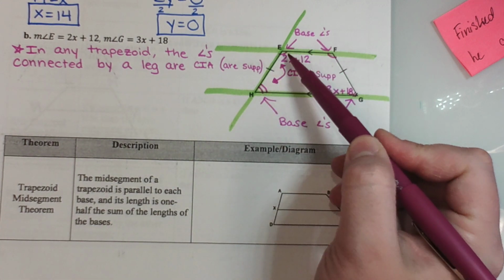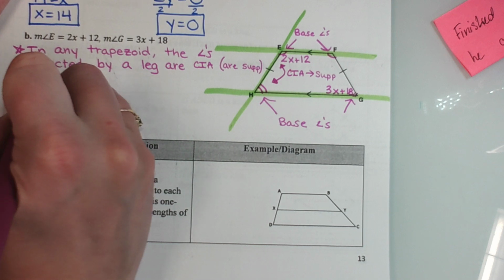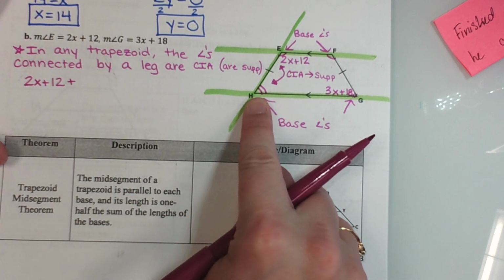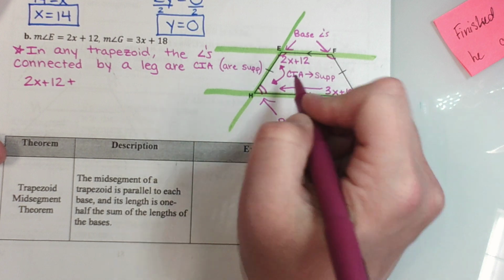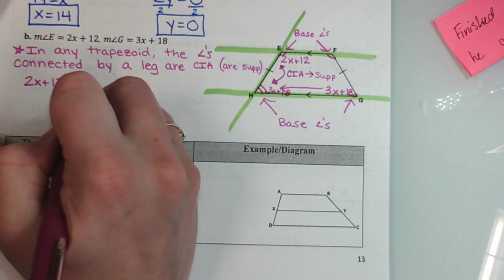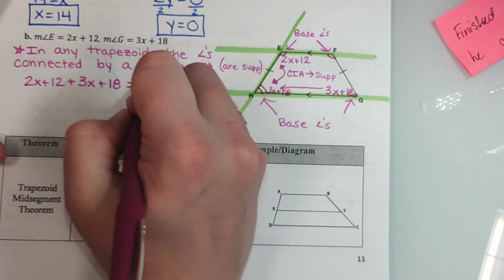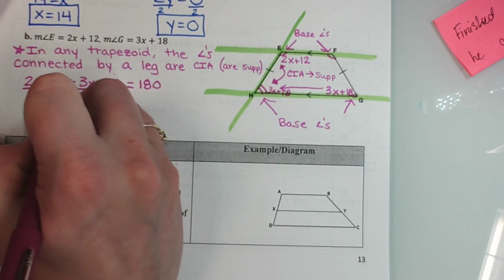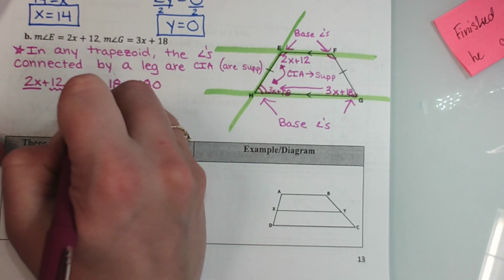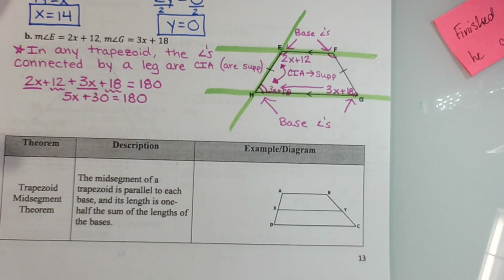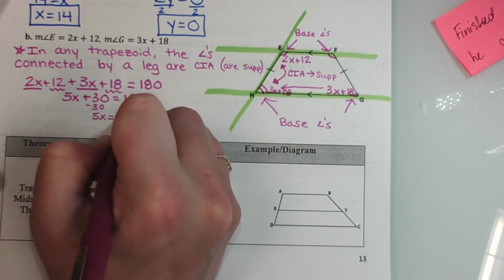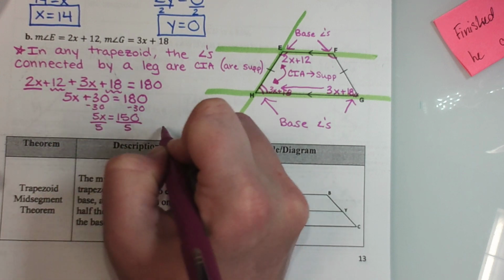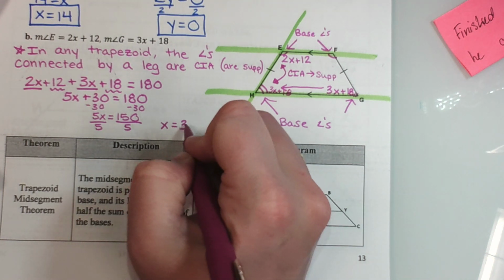So, these two will add up to 180. That one is 2x plus 12, plus, what's this one? 3x plus 18 because it's congruent to this one. Two angles together, added together, equals 180. From here we solve. Combine my like terms. In other words, simplify. I get 5x plus 30 equals 180. Subtract the 30. I get 5x is equal to 150. And then divide by 5. X equals 30.